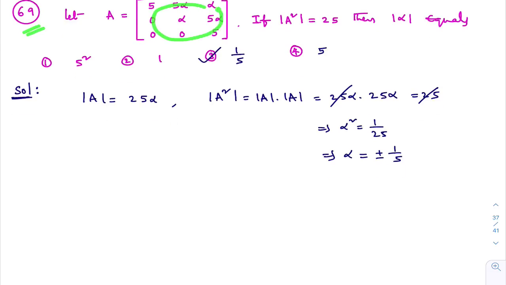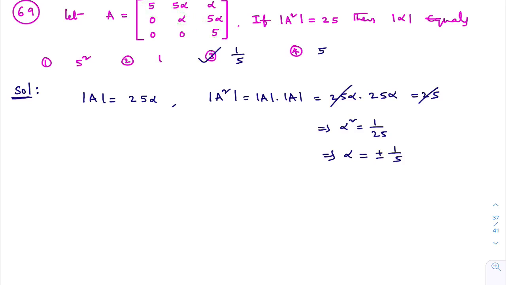They have given matrix A and they are saying that the determinant of A square is 25. Then modulus of alpha equal to? You observe the matrix. All the elements below the diagonal are 0. That means it is a triangular matrix. What is the determinant of a triangular matrix? The determinant of a triangular matrix is the product of all its diagonal elements.